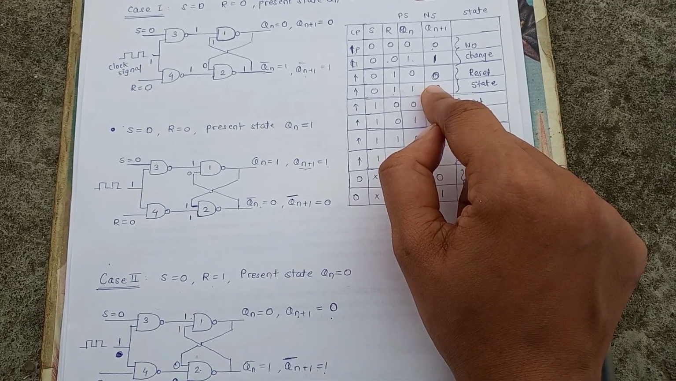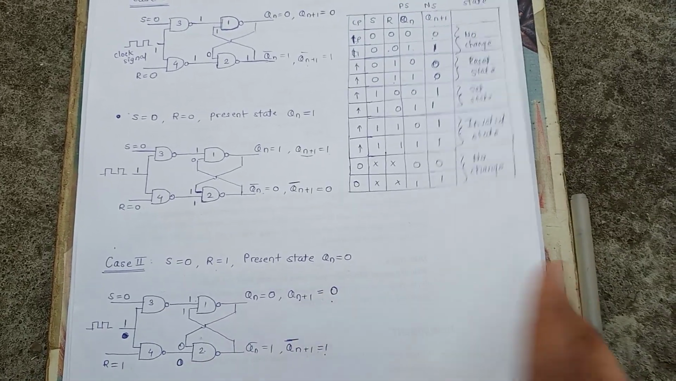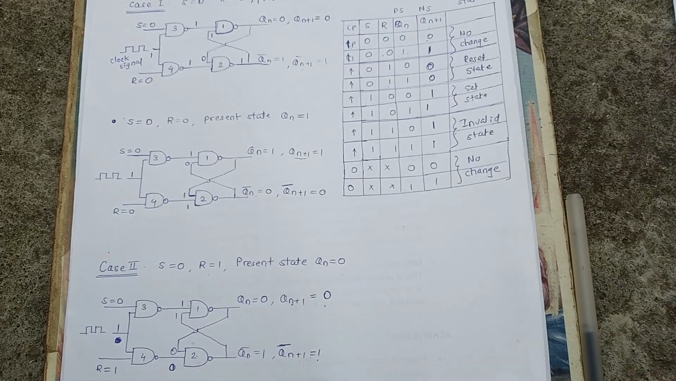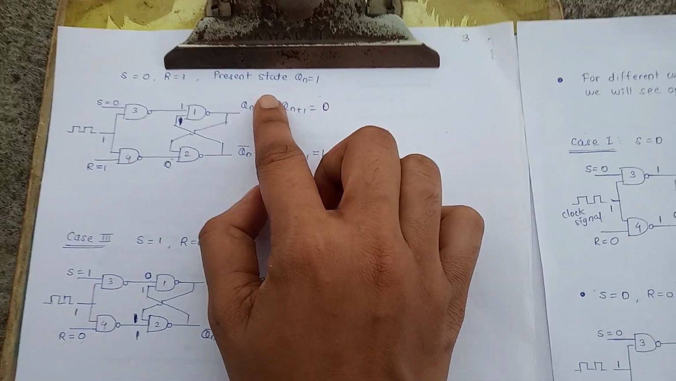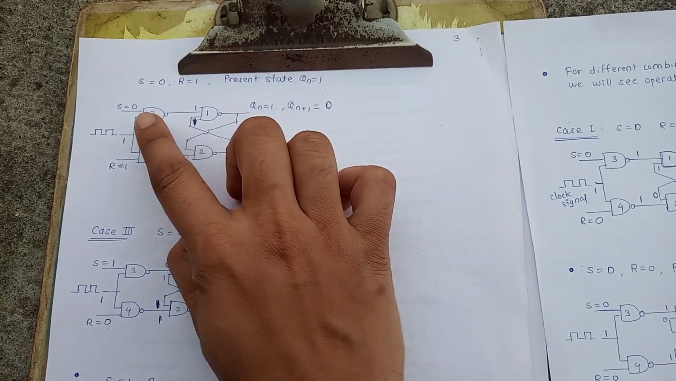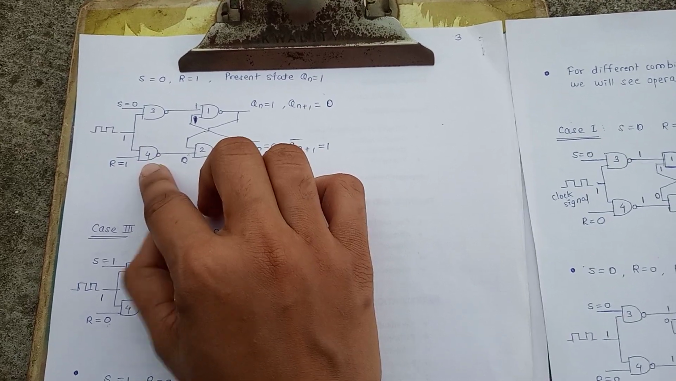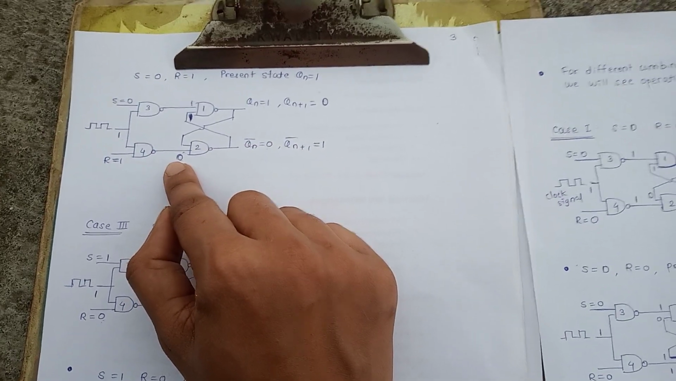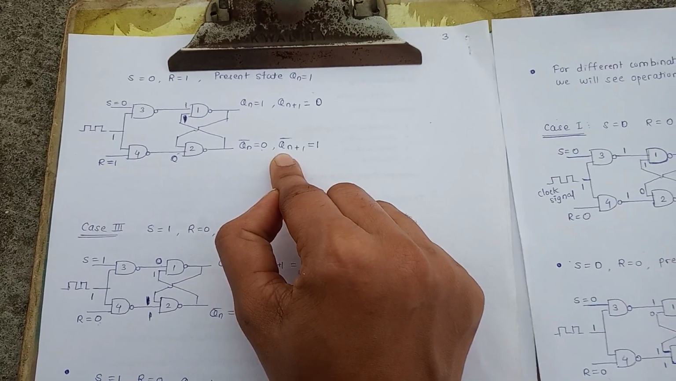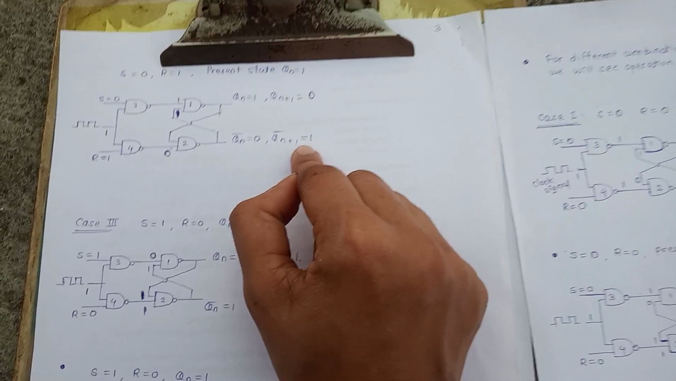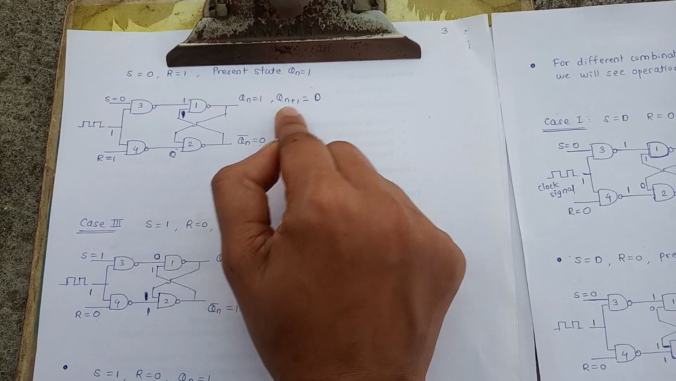Now next case, when S equal to 0, R equal to 1 and Qn equal to 1, means present state equal to 1. So one input 0, it produces output 1. Here the fourth NAND gate gives output as a 0. One input is 0, so it produces output 1, which is nothing but complement of next state, that is Qn+1 bar equal to 1. This 1 is given as an input to this first NAND gate, so 1 1 produces output as 0, which is nothing but next state.